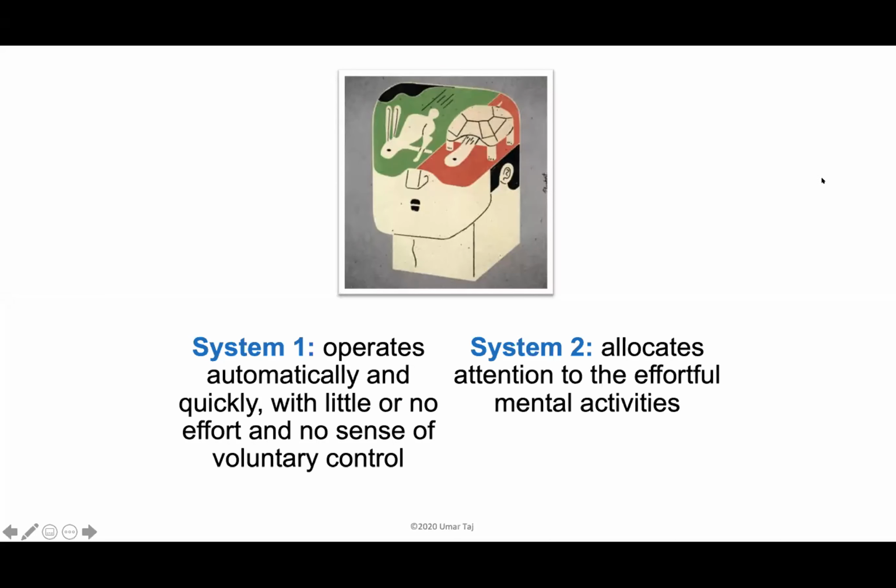Whereas system 2, which is the more rational part of our thinking, that's only 5% of the time. And that's where you're trying to allocate more attention to the effortful mental act. If you have a big decision to make, you are using system 2, but most of the time we are just using system 1. It is very, very important for us to understand more about this. And I will share a resource where we can understand more about this.